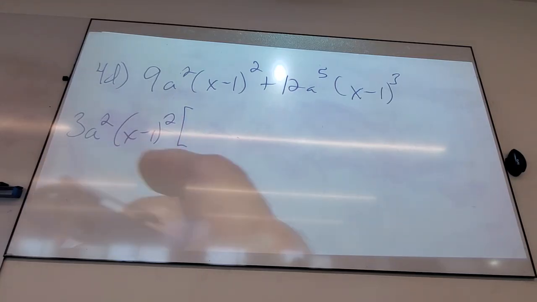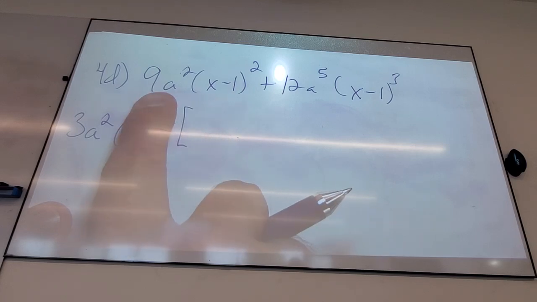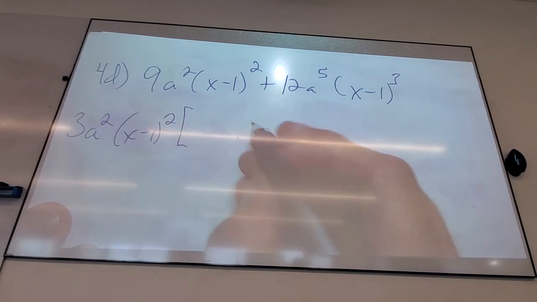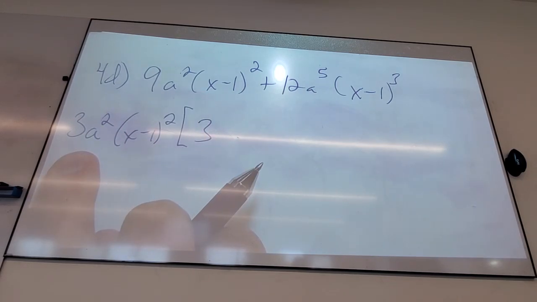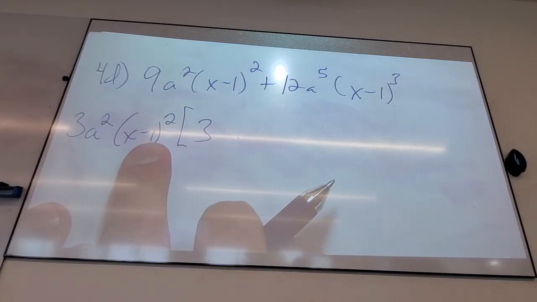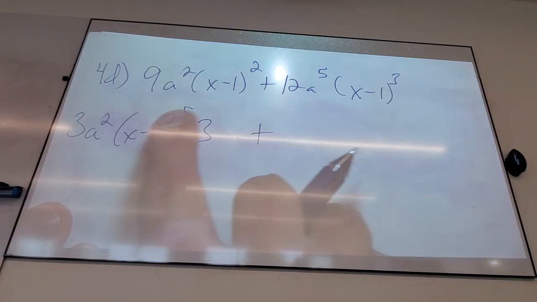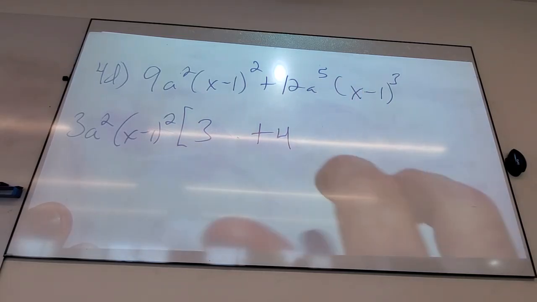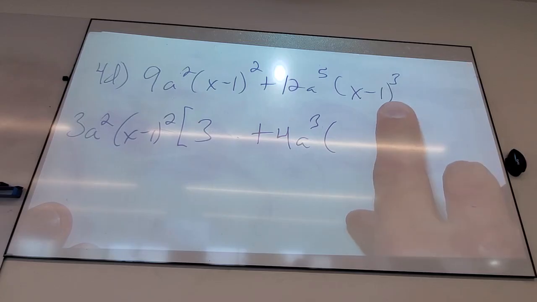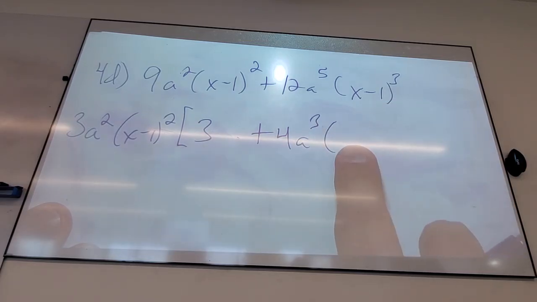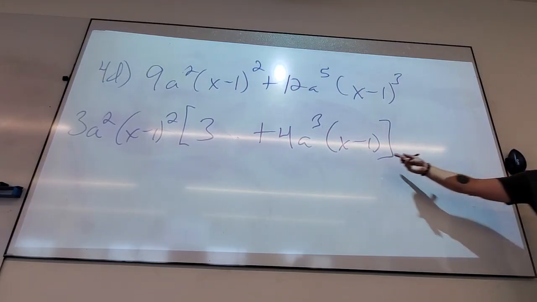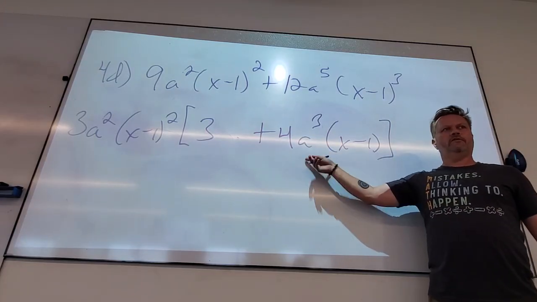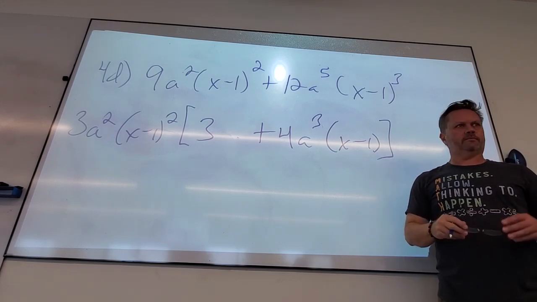Now this term's result goes here. You had 9, you divided 3 out, so you have 3. You had 2 a's, you took them. You had 2 x minus 1's, you took them. Plus 12 divided by 3, 4. You had 5 a's, you took 2, so you have 3. You had 3 x minus 1's, you took 2 of them, so you have 1 left. And then the last thing you can do is not really factoring, you just clean up the inside, just distribute. Even though you're not going to get any like terms, you still do it.